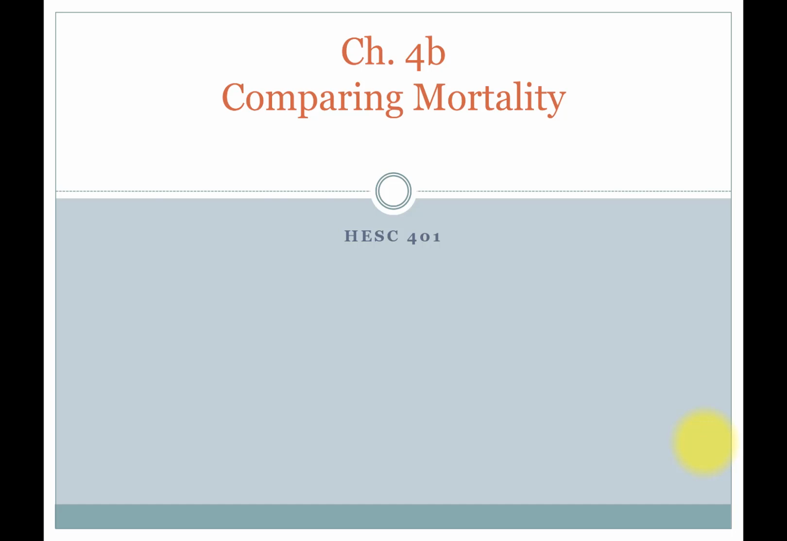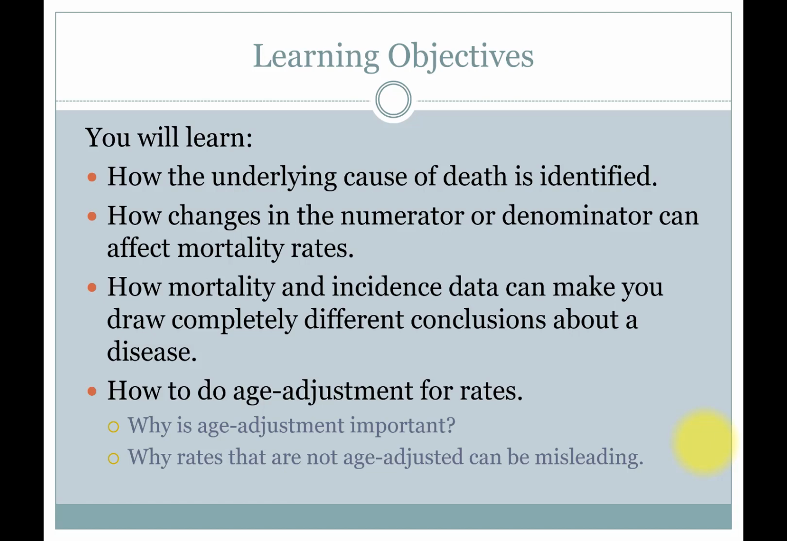Hello and welcome to Chapter 4B. We will continue our lecture on mortality as a measure, and we will discuss common problems that arise from mortality data. We will introduce you to age adjustment and how and when it is being used, and how not age-related rates can be misleading.